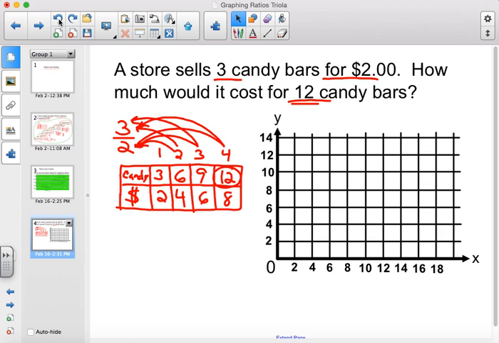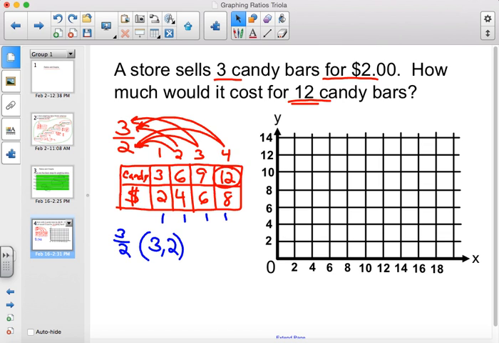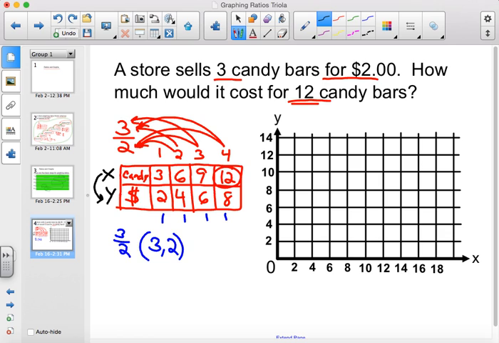But now what we want to do is graph these points. So if we want to graph each of these equivalent ratios, we're going to write them as ordered pairs. So our first one will be 3 to 2. So we're going to create an x value of 3 and a y value of 2. Remember, importantly, this top row is the x and this bottom row is the y number because it's an x to y relationship.